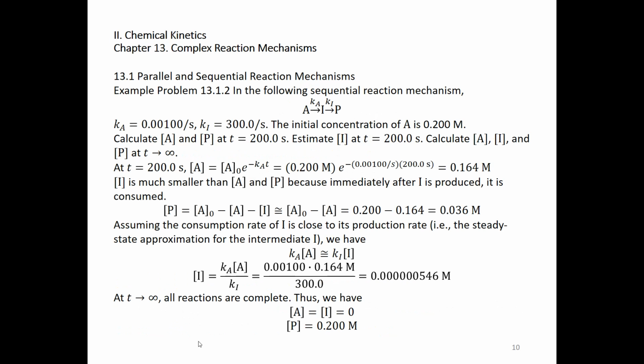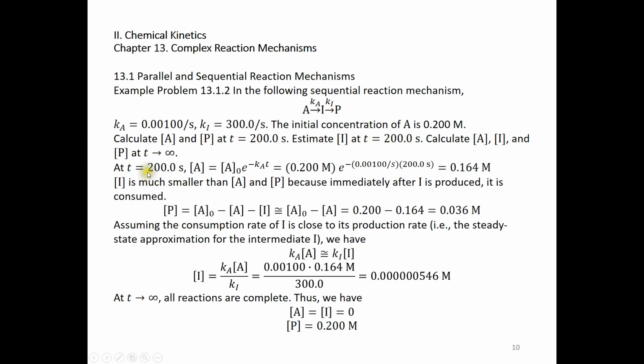Now let's look at one numerical example problem, 13.1.2. In this sequential reaction mechanism from A to I, from I to P, we have two rate constants. Ka is 0.001 per second, extremely slow. Ki is 300 per second, extremely fast. Let's have the initial concentration of A, which is 0.2 molar. We'll calculate A and P when time is 200 seconds, and we're going to estimate I at also 200 seconds. We'll calculate A, I, and P when time approaches infinity.